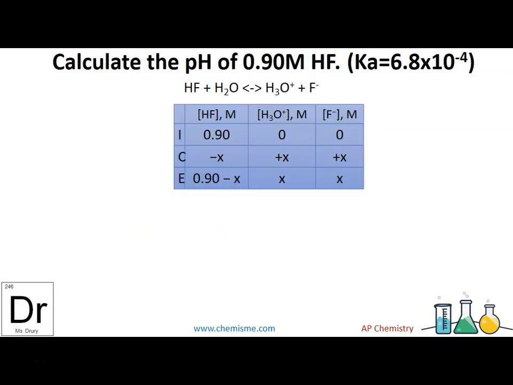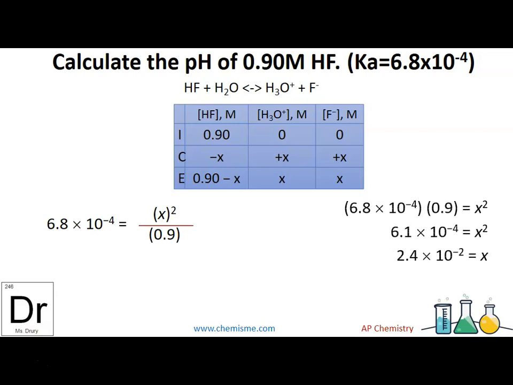And I'm going to plug that into the very standard ice box that we've been seeing over and over. Then plug that into the Ka expression, which you're seeing is always the same thing. It's Ka equals x squared over the molarity. I'm going to cross multiply and then square root that answer to get x alone. Again, this x is the hydronium concentration and not the pH, so I have to negative log this value to get a value that is the power of the hydrogens, or 1.61.